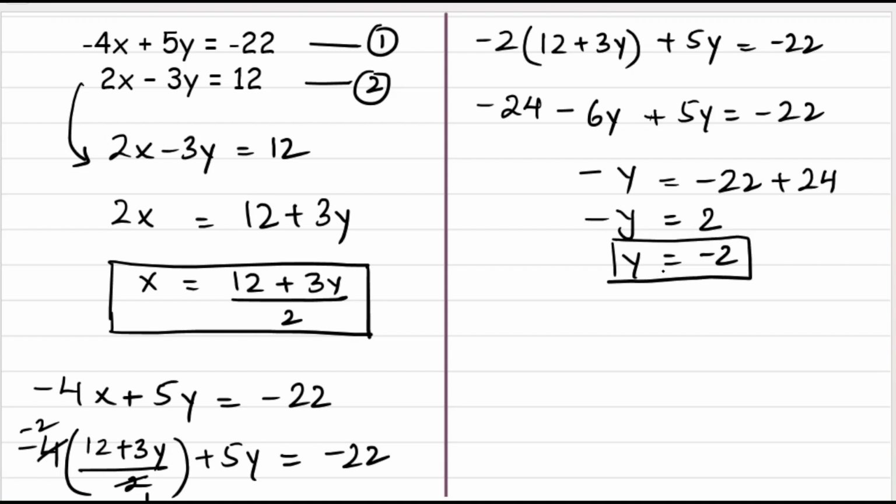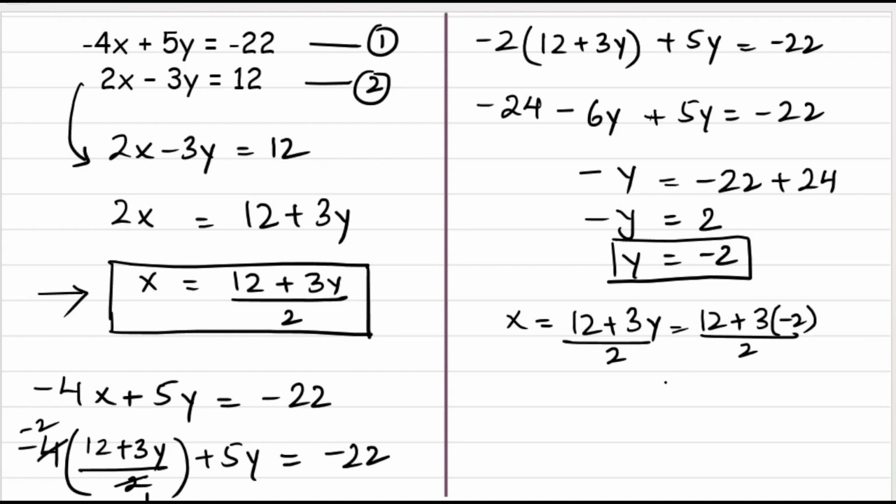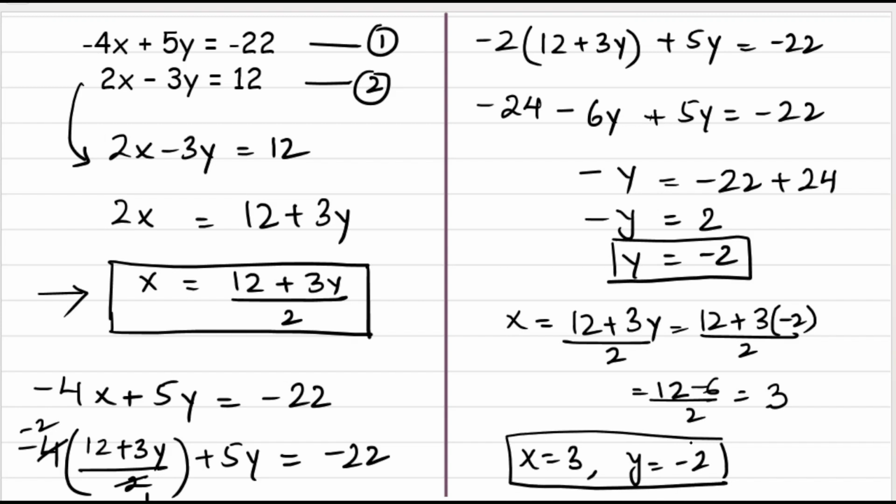And now how to get the value of x? Put y as minus 2 in this expression. So x equals (12 plus 3y) divided by 2 equals (12 plus 3 times minus 2) divided by 2. 3 times minus 2 is minus 6. So 12 minus 6 divided by 2. 12 minus 6 is 6, and 6 divided by 2 is 3. So x equals 3 and y equals minus 2 is the solution for this system of equations.